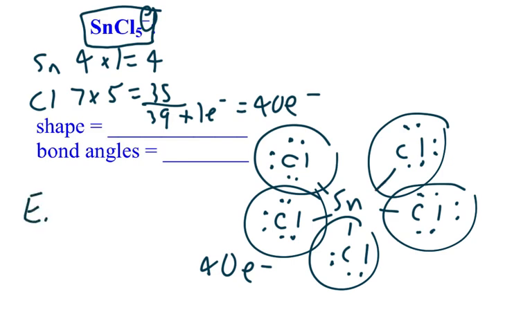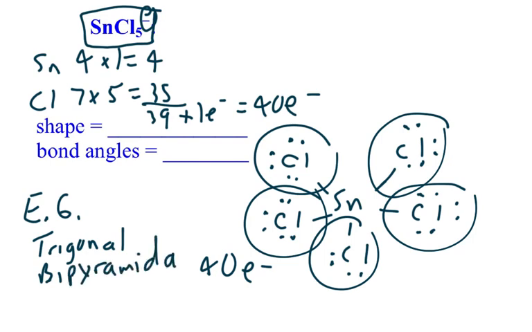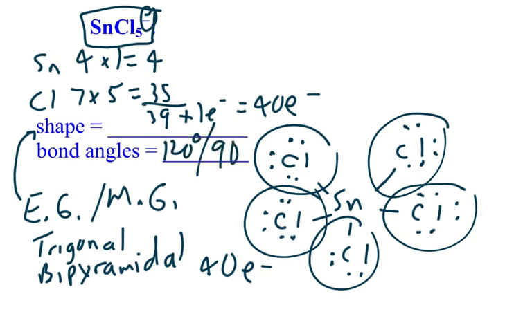So the electron geometry with 5 is trigonal bipyramidal. And the neat thing about this one is that the shape is also going to be trigonal bipyramidal. They both have the same electron and molecular geometry because all 5 are bonding domains. There are no non-bonding domains. And remember that for this one, the angles can either be 120 or 90 degrees. But the electron geometry and the molecular geometry are both the same.